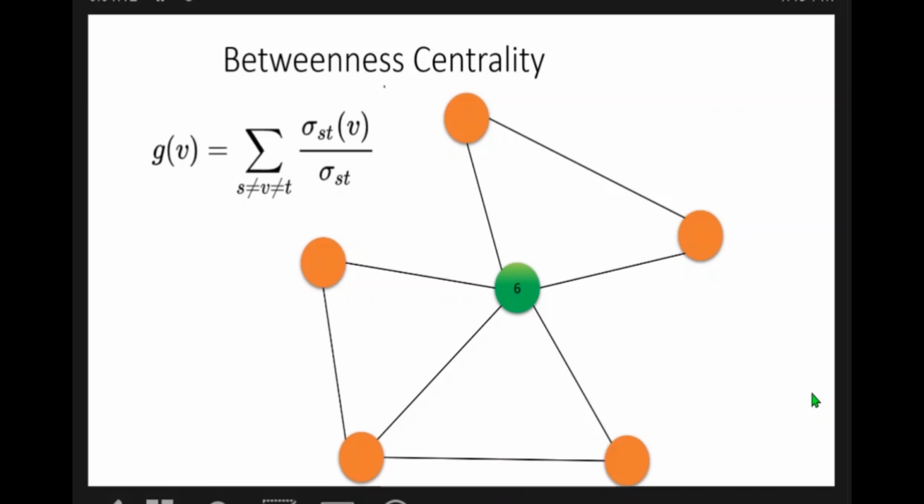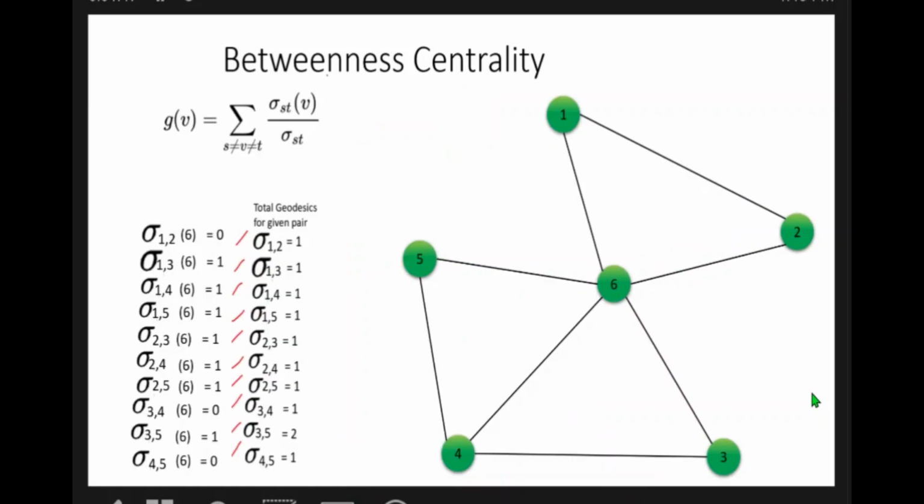Then choose a pair of nodes to examine, not including your chosen node. For this pair, tally the number of geodesics that happen to pass through your chosen node. Then divide the number of geodesics that pass through your chosen node by the total number of geodesics between the two nodes in that pair. Now repeat this process for all pairs of nodes, S, T, in your graph, excluding your chosen node V, in this case node 6. That's all the expression is really saying.